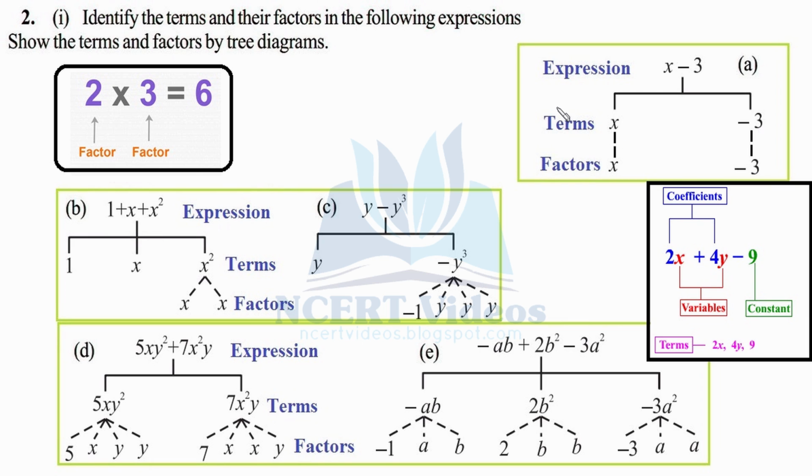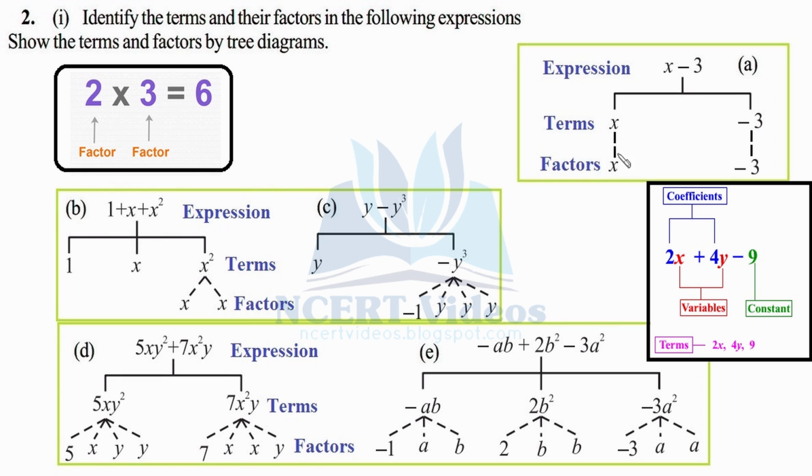With this, let's start answering. So first one is x minus 3. Well, it is an expression. And what are terms? Terms are individual algebraic expressions that are added up. So here one is x and here one is minus 3. And we are representing factors with dotted lines just to differentiate.